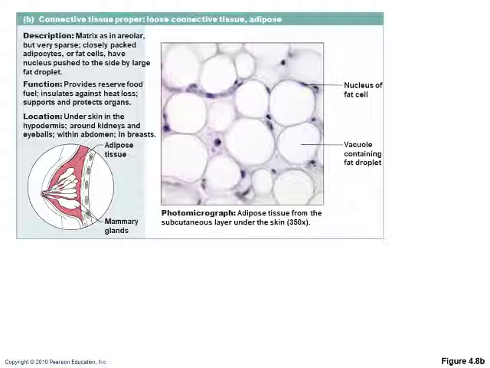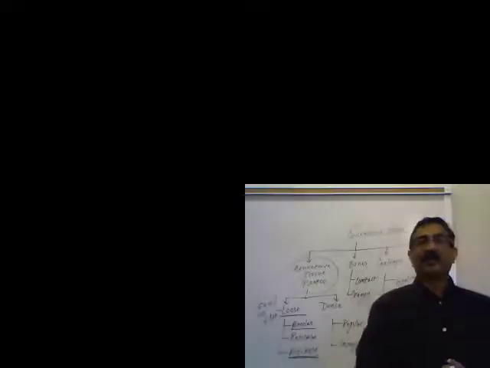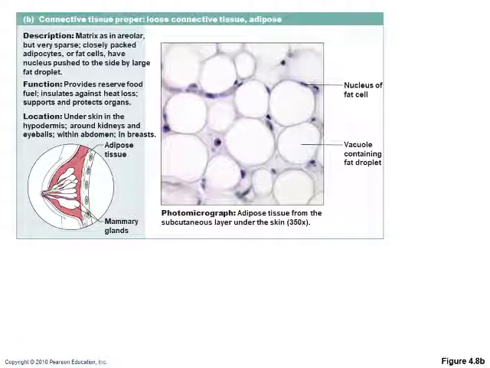Adipose. So this one is fat. Adipose is fat. The fat or adipose connective tissue is very easy to identify. It has white round cells, and these cells are mostly empty. Only some fat globules are present inside, but mostly empty.